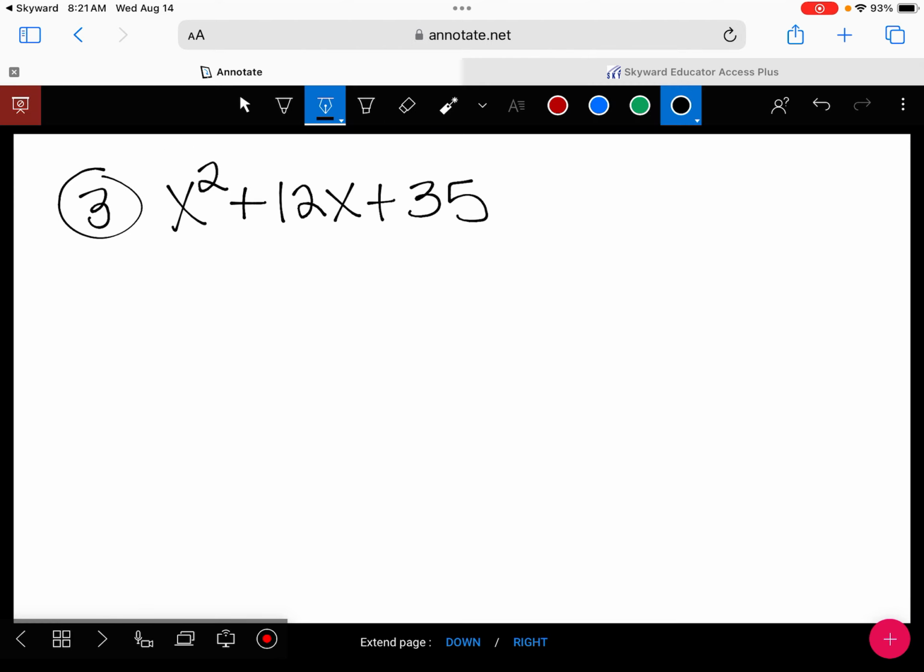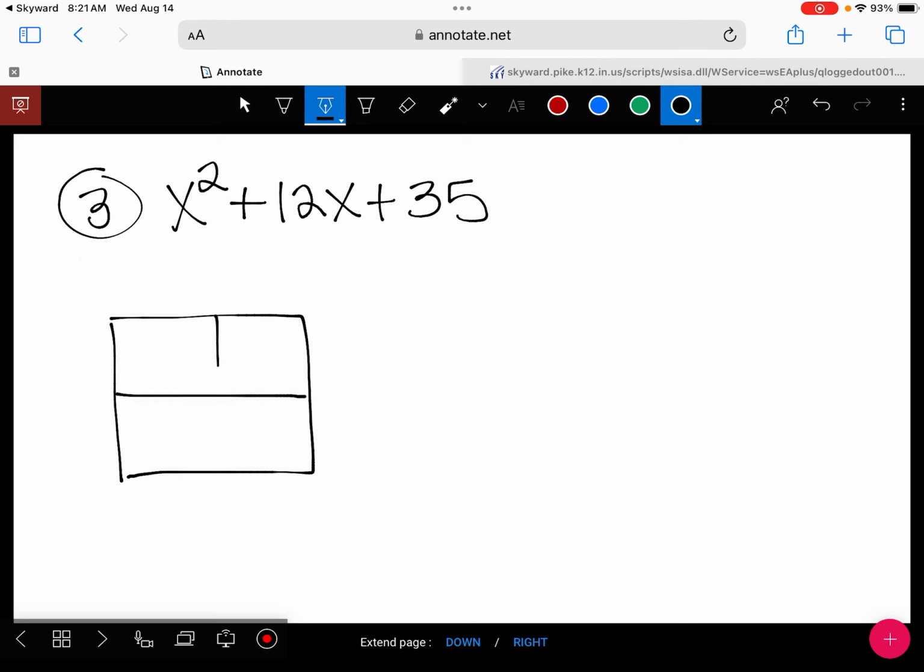All right, so let's skip to number 3. Let's look at question number 3. Again, I like to start by making my box. So I'm going to make my box. I don't know why I'm making a box so big. Well, okay, it's still big, but that's okay. All right, so I'm making my box.